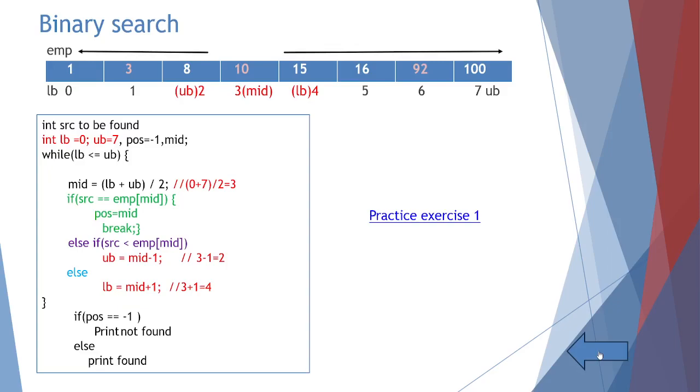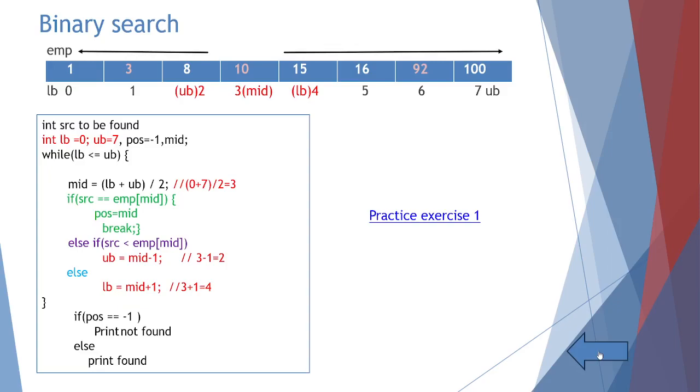If at all the search element is less than 10, our new UB, upper bound, would be, because we have to search till 1, 3, 8 only in the array, because it is less than 10. So our upper bound would be mid minus 1. Mid is 3, so the new upper bound would be 2. That means LB is 0 only, but upper bound is 2. That means half of the array we have eliminated. Binary search.